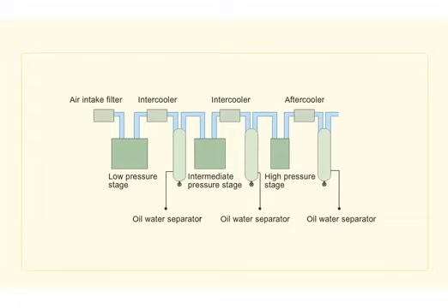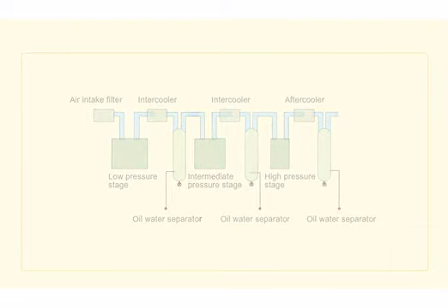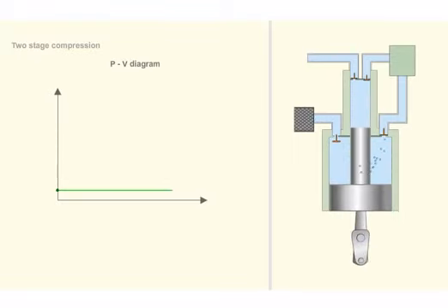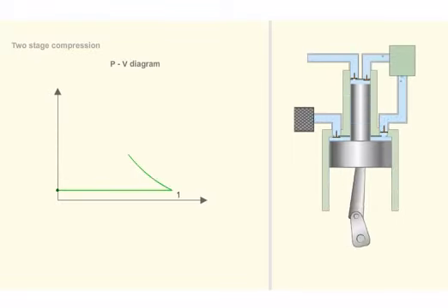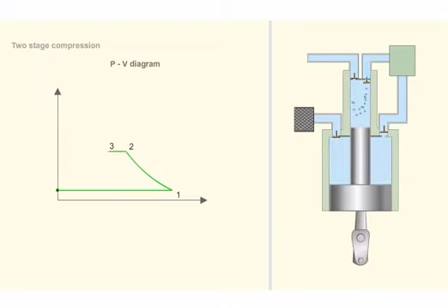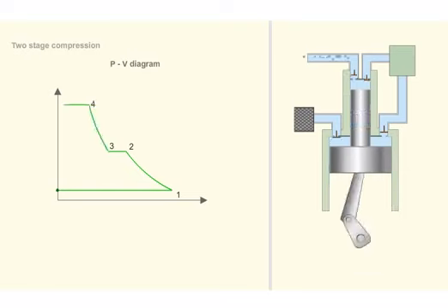The oil-water separator separates and drains the oil-water mixture. An aftercooler is provided at the final stage delivery. In 2-stage compression, the air is inducted at the first stage, compressed, cooled by intercoolers and delivered to the second stage. In the second stage, air is compressed further and delivered to the air receiver through an aftercooler.